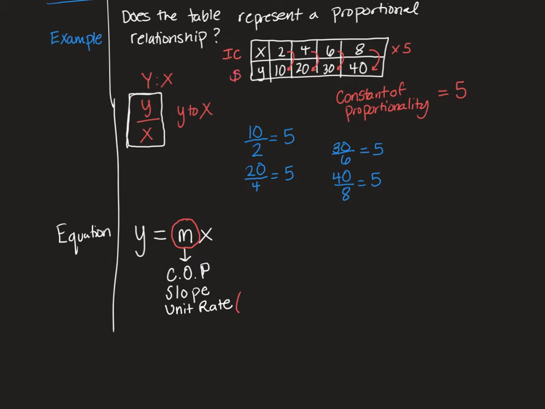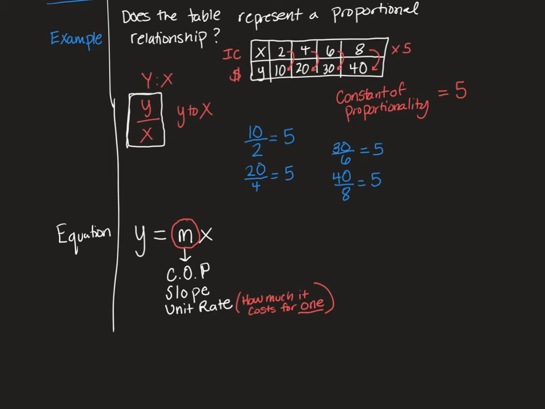and this is money, the unit rate or the constant of proportionality is how much it costs for 1 ice cream. So the unit rate, the constant of proportionality, and the slope means that each ice cream is going to cost $5 in this example.